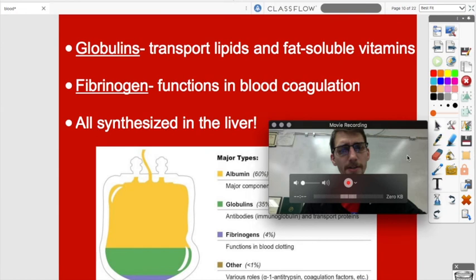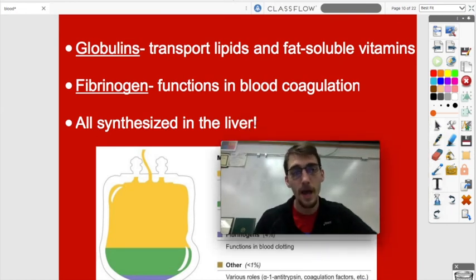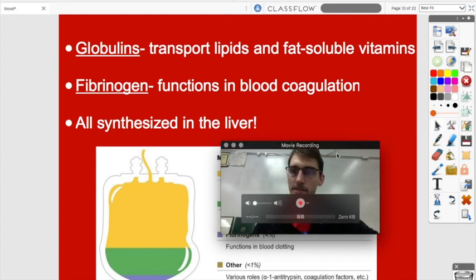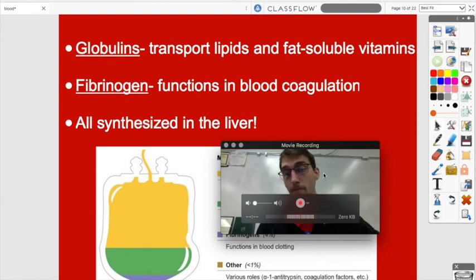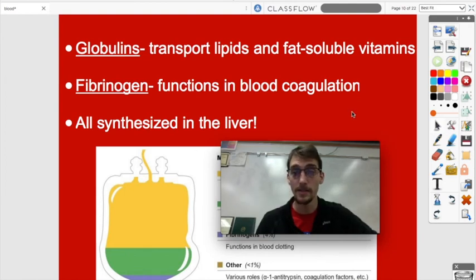All right, the other two that I'm going to briefly talk about are globulins. Globulins transport lipids and fat-soluble vitamins. Think about it. Water is the main component of blood. Plasma is mostly water. And some substances can't dissolve in water. They're non-polar. So globulins are special proteins that are designed to transport lipids, which can't dissolve in water, and also fat-soluble vitamins, which means they're not water-soluble. So that's another important job.